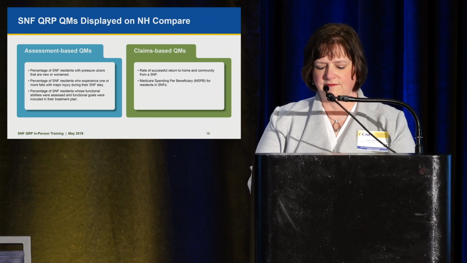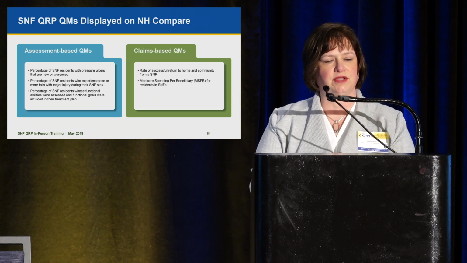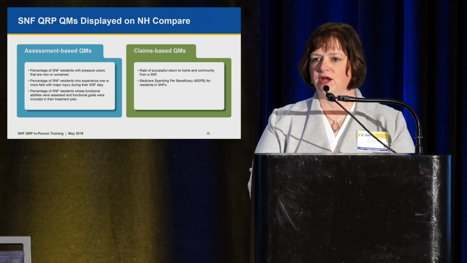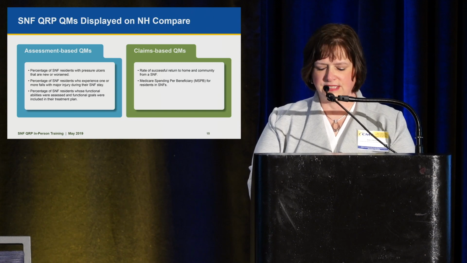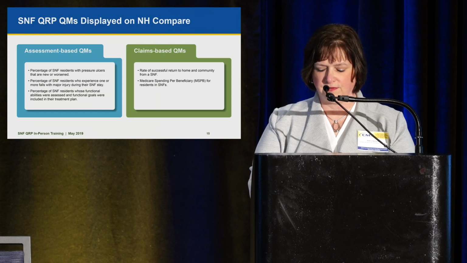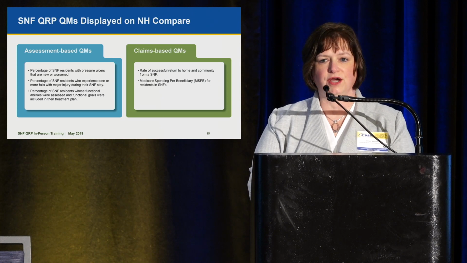The 5 SNF QRP quality measures being displayed on Nursing Home Compare include 3 assessment-based measures, which are calculated from the MDS 3.0 data, and there are 2 Medicare claims-based measures. As a reminder, CMS announced in October 2018 that the potentially preventable 30-day post-discharge readmission measure is currently suppressed and therefore not available on Nursing Home Compare at this time. However, you will still be able to see those data on your reports.